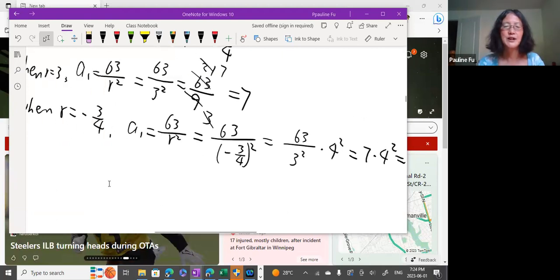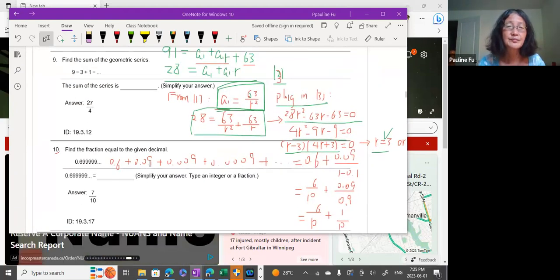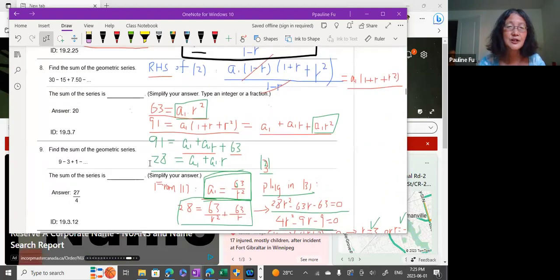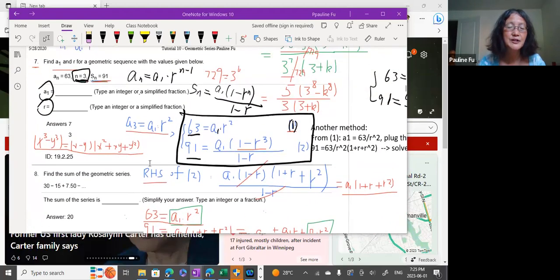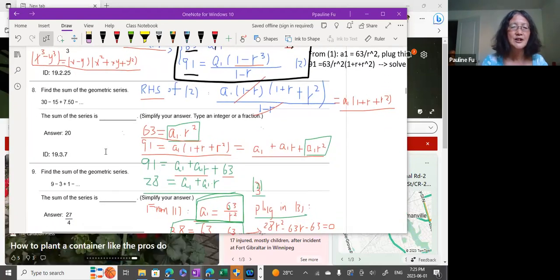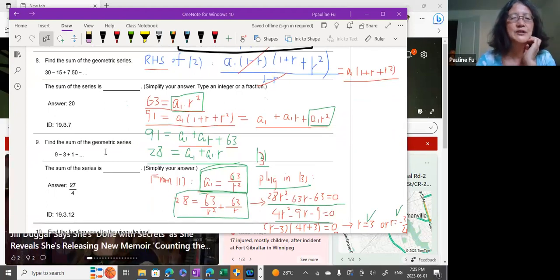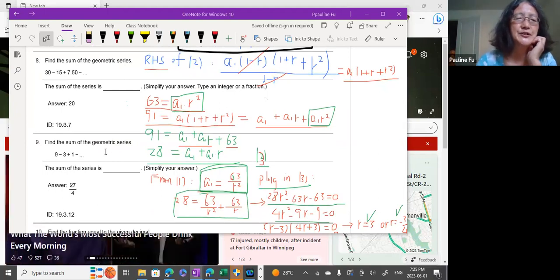Shall we move on to the next question? We just did question 7. Now let's do question 8. Question 8: find the sum of the geometric sequence.